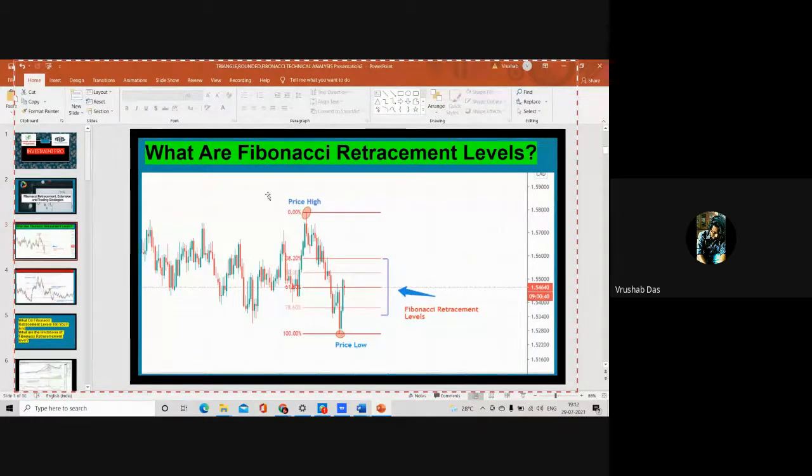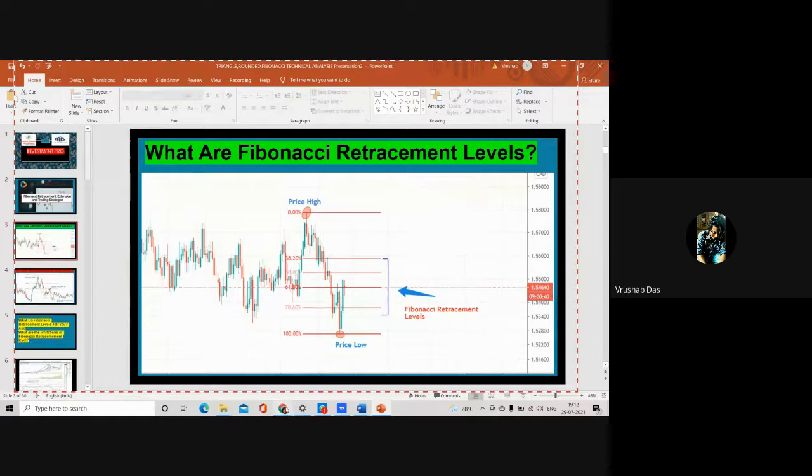The Fibonacci retracement levels give you some areas of support and resistance, and to traders and investors, the Fibonacci retracement levels are associated with certain percentage points. You can see here 61.8%, 50.